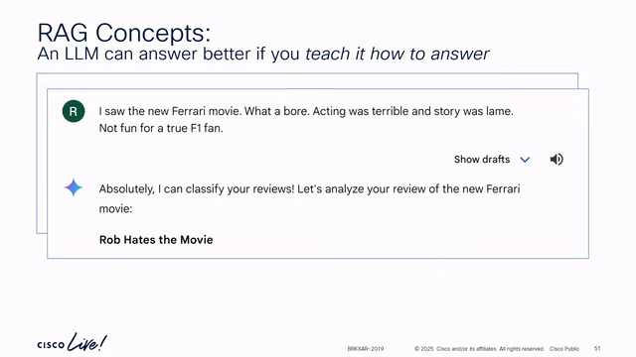So I say, OK, I just saw the new Ferrari movie. What a bore. Acting was terrible, and the story was lame. Not fun for a true Formula One fan. So how does it respond? It says, Rob hates the movie. Very simple, because I've conditioned it. I've given it context for how I want it to answer. I didn't retrain anything. I just told it how to answer. So if you can give more context, it knows what to do.